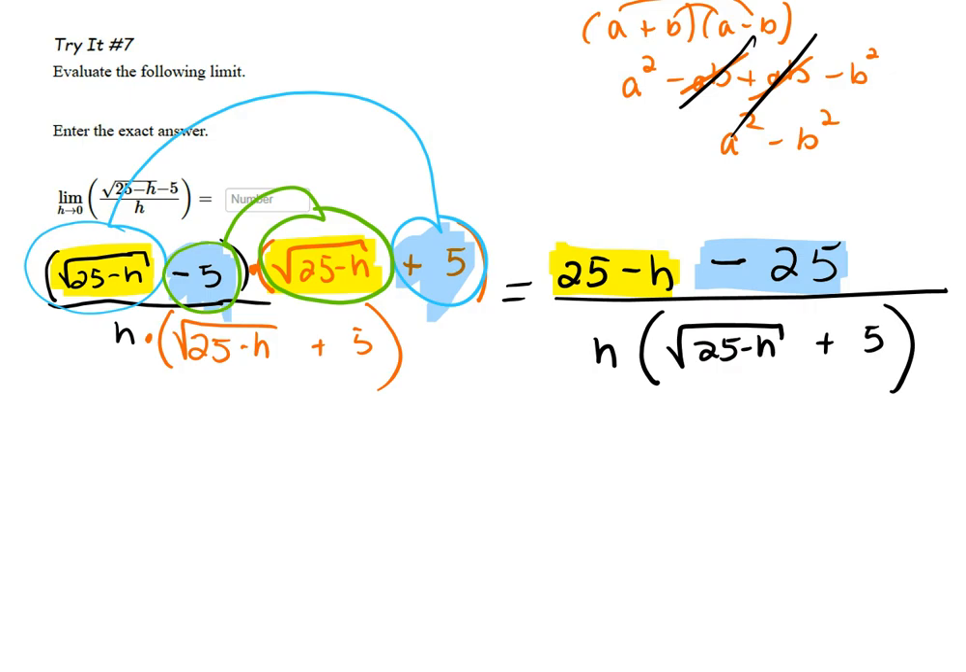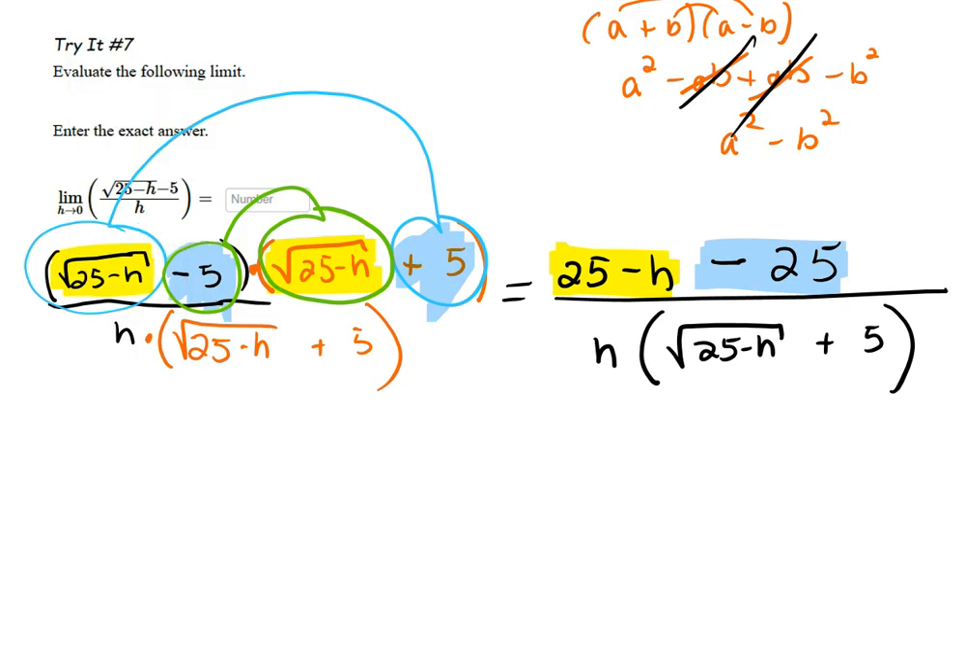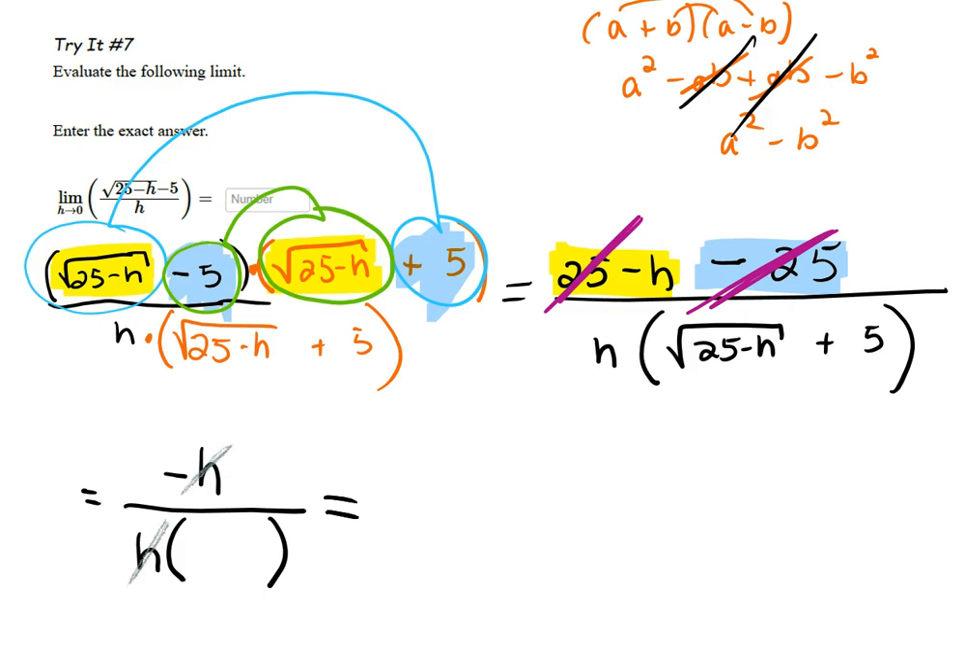In your numerator, let me get a different color here. How about bright pink? Now let's use purple. Okay. If you have 25 minus h minus 25, this 25 and that minus 25 cancel out. So all you're left with is negative h over h times all the stuff in the parentheses. And then this h and that h cancel. So literally you're left with negative 1 over the stuff that was in the parentheses, and the stuff that was in the parentheses was this.